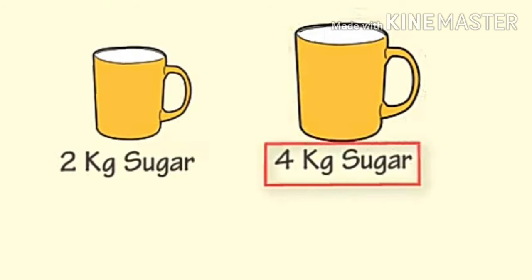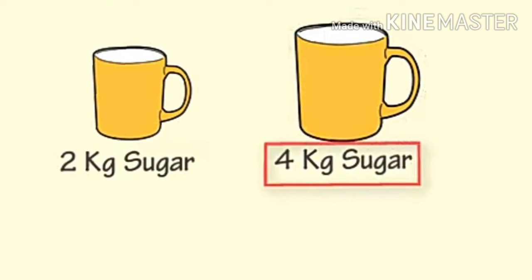Let's take another example. In this figure, two cups are shown that are filled with sugar. The first one has 2 kg of sugar and the second one has 4 kg of sugar. Students, we know that 4 kg is greater than 2 kg. So we can say that the amount of sugar, which is also a matter, in the first cup is 2 kg and the amount of sugar in the second cup is 4 kg.